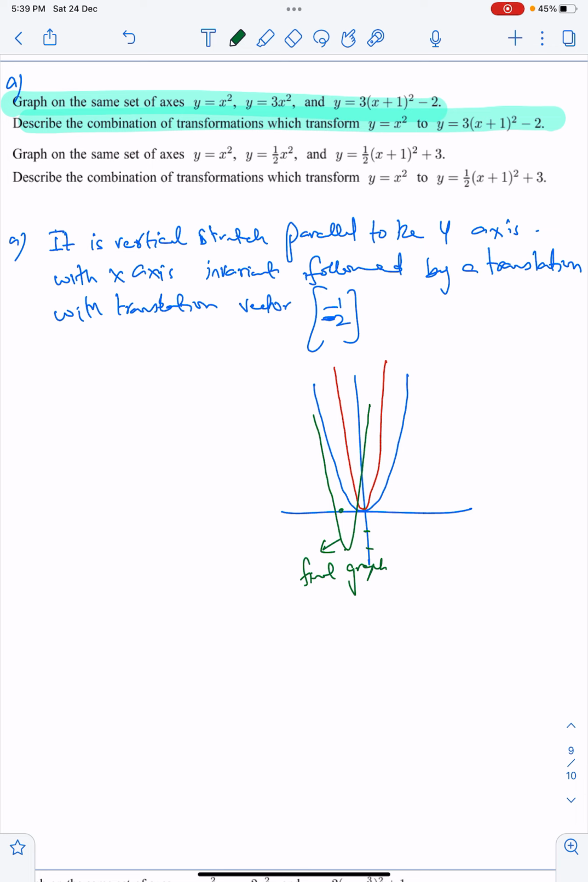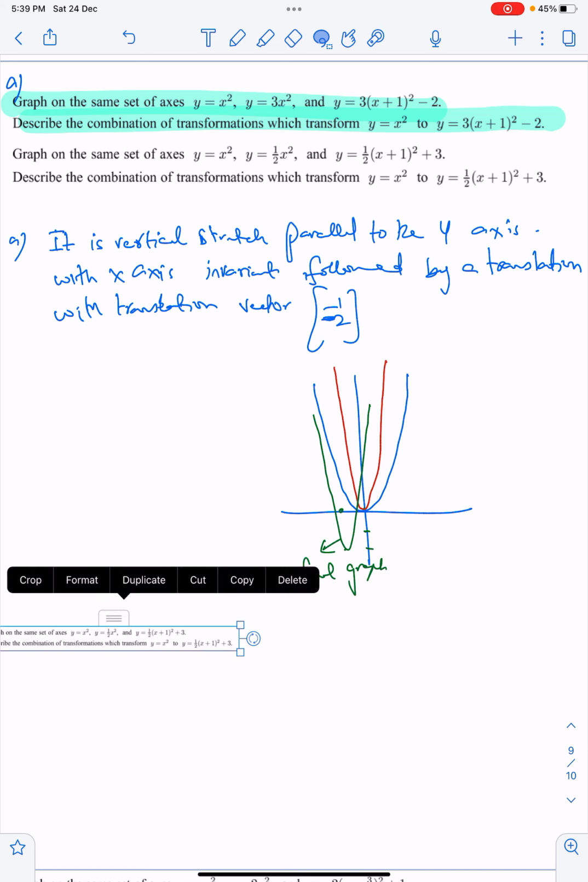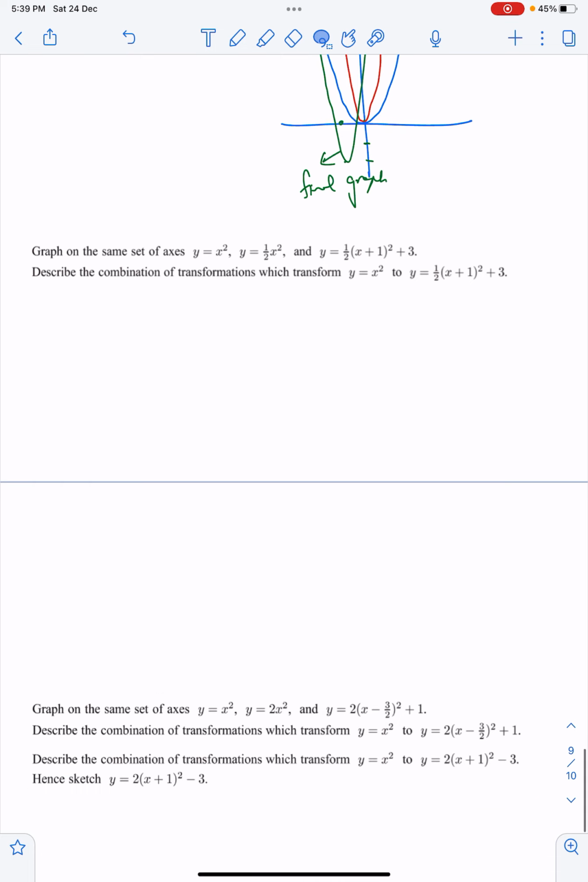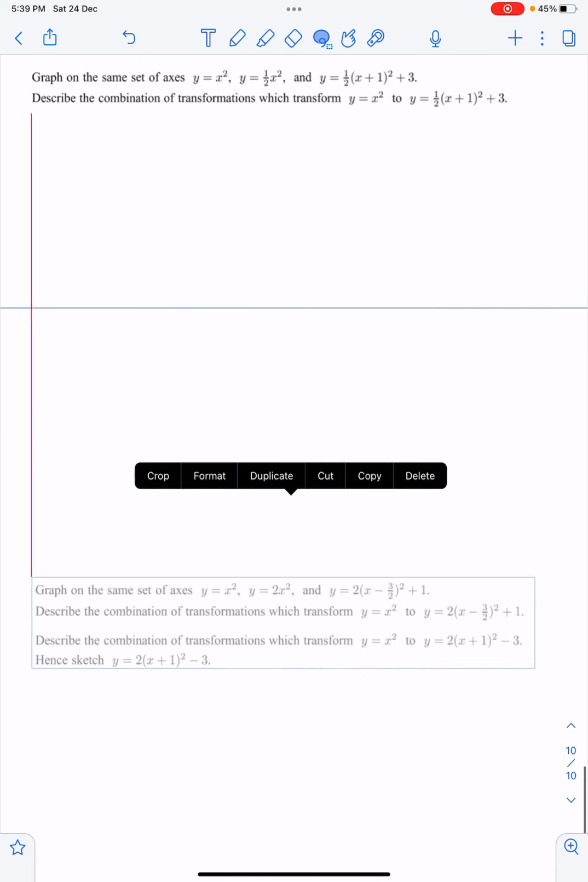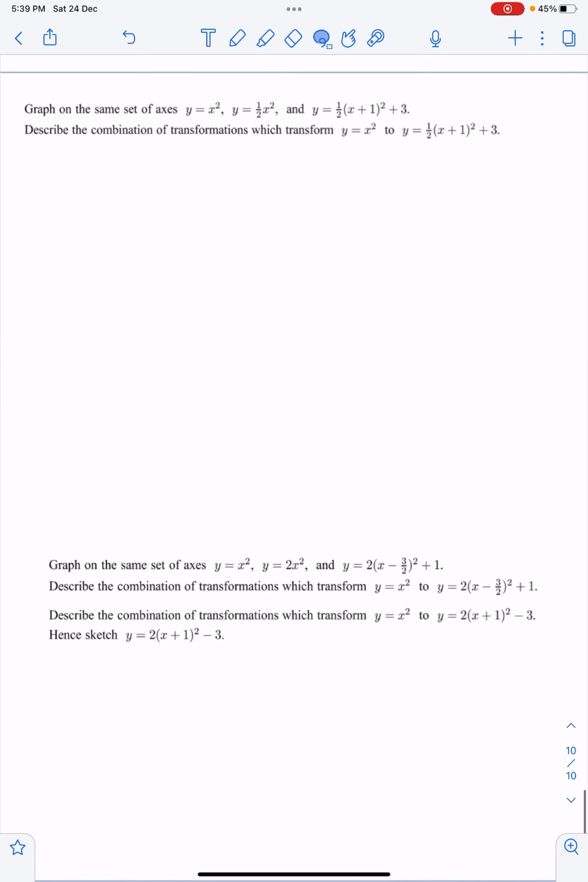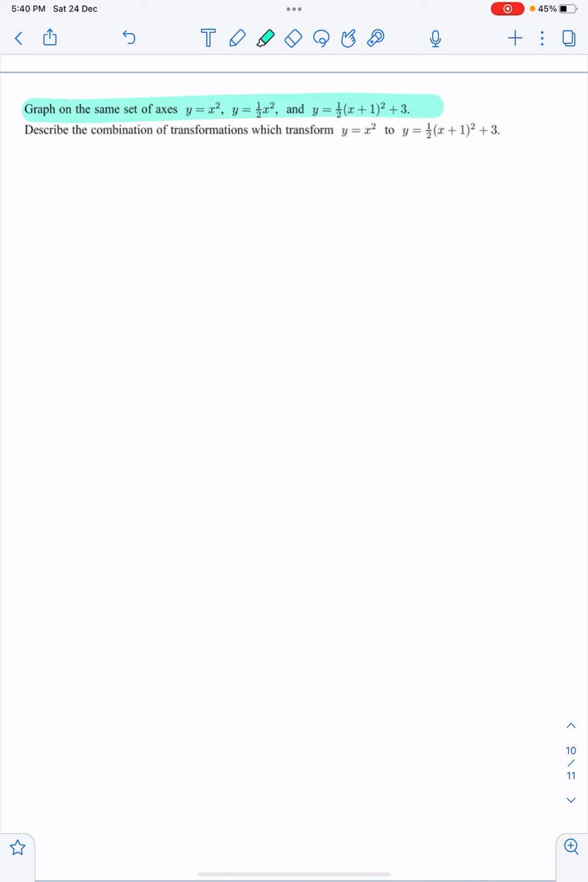Okay, I am doing the next part here. Graph on the same set of axes, y equals x square, y equals half x square, and then y equals half (x plus 1) the whole square plus 3. Since in place of x they haven't plugged in anything, they've just multiplied the whole function by half, that means a vertical stretch with stretch factor half.